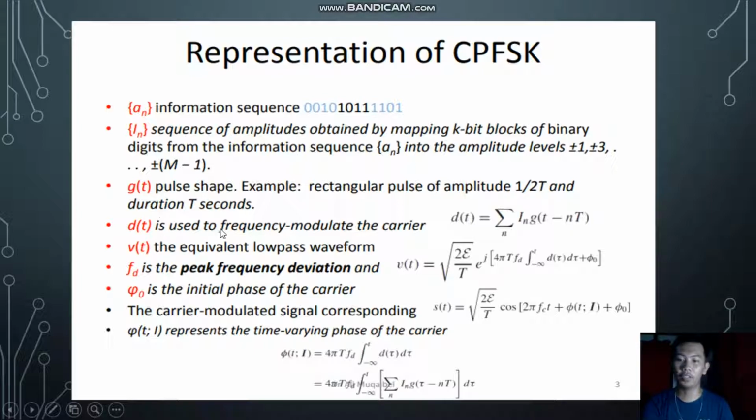d of t is used to frequency modulate the carrier. We have here the formula. v of t is the equivalent low-pass waveform. We have also here the formula. f sub d is the peak frequency deviation, and phi 0 is the initial phase of the carrier. The carrier modulated signal correspondingly represents the time-varying phase of the carrier. So we have here the formulas.